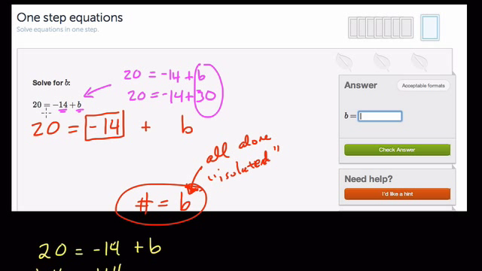Both methods work, but this is a good opportunity to practice balancing equations. Thanks.